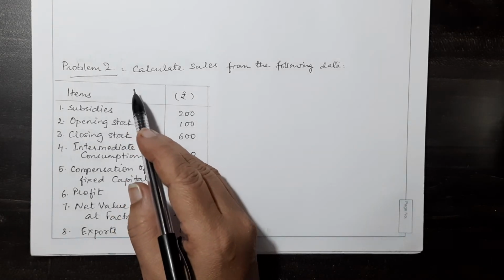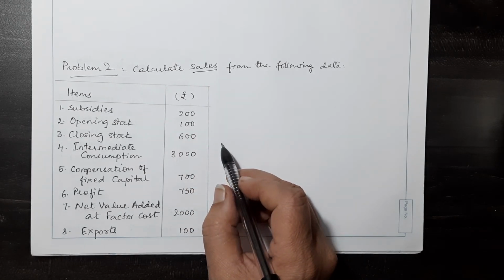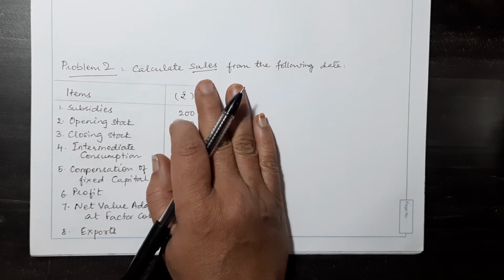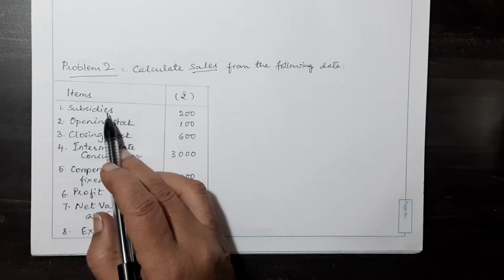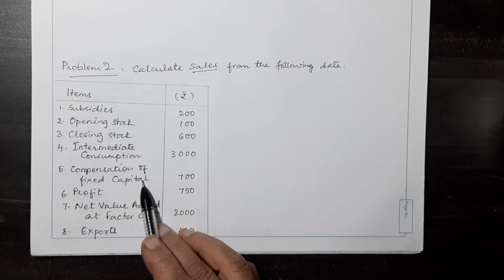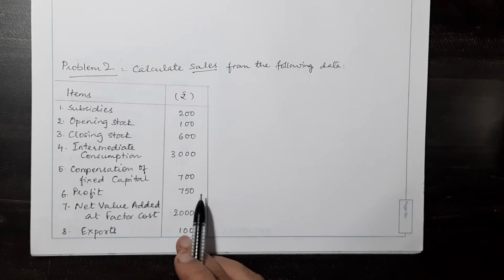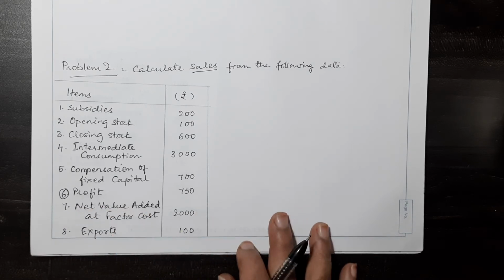Here we have problem number 2, which is asking to calculate sales from the following data. Now, if he is asking for sales, that means we should be given either gross value addition or net value addition. So let's look at these: subsidies, opening stock, closing stock, intermediate consumption, consumption of fixed capital, which is nothing but depreciation, profit, net value added at factor cost, and exports. Now, see here, in value addition we don't talk about profits, isn't it? So we are not going to include profits over here.